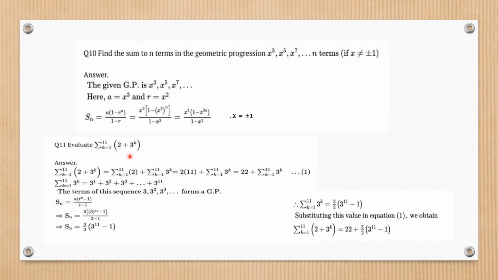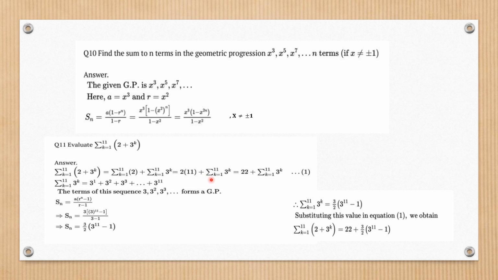Number 11 says evaluate the summation. This is the sign for summation, k varies from 1 to 11, which means you have to find the sum of this binomial for k from 1 to 11. So when I open it, how will it behave? Let us see if I can bifurcate it. If I break it, it is summation k from 1 to 11 of 2, plus summation k from 1 to 11 of 3 raised to power k. So 2 plus 2 plus 2, how many times? 11 times. That will give you 2 into 11.